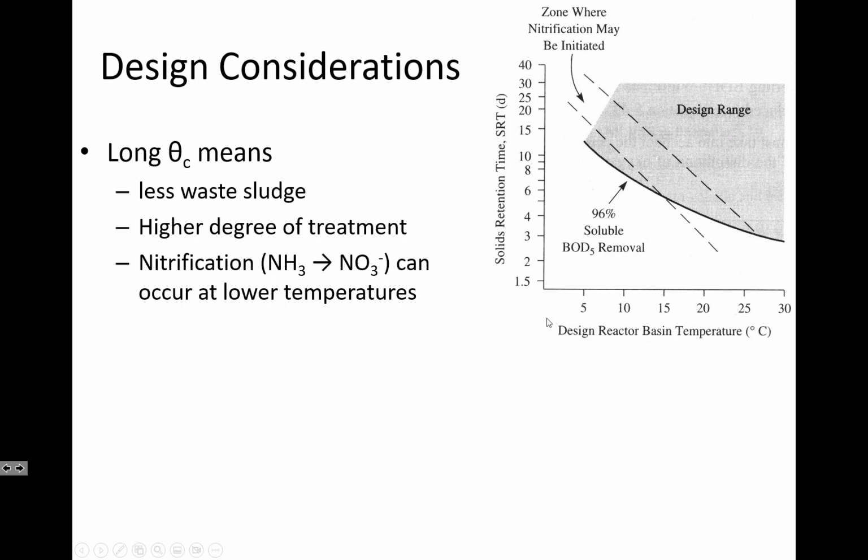So this figure shows that based on the temperature of the basin and how long the solids retention time is, there's a certain zone where you can expect nitrification to occur. And so if you're going to have really cold temperatures in your aeration basin, then it takes a lot of time to have the microorganisms that are capable of breaking down ammonia and the ammonium ion into nitrate. Whereas if you have warmer temperatures, the microbes are more biologically active, and so the required solids retention time for nitrification is much less.